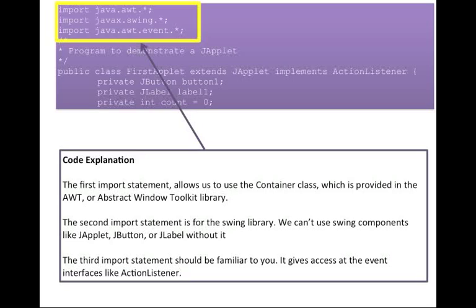Since we are building this with Swing components, we do need to include the Swing library, the javax.swing library. Now again, we've been using that for quite some time in both 111 and 130. Finally, that third import statement we talked about last week a little bit, we've talked about in 111, and that is the java.awt.event library, and that gives us all of our event interfaces.